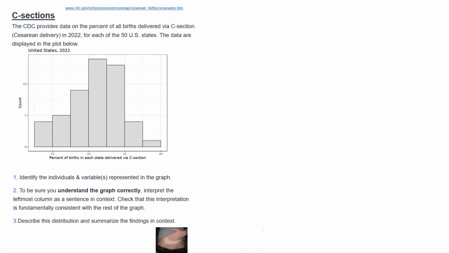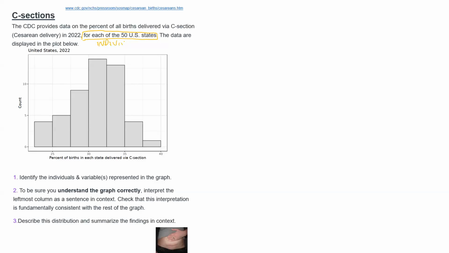So we start as usual with identifying the individuals and what was studied for each of the individuals in the information presented. And here we see that the information represents, for each of the 50 states, what percent of their births were delivered via C-section.